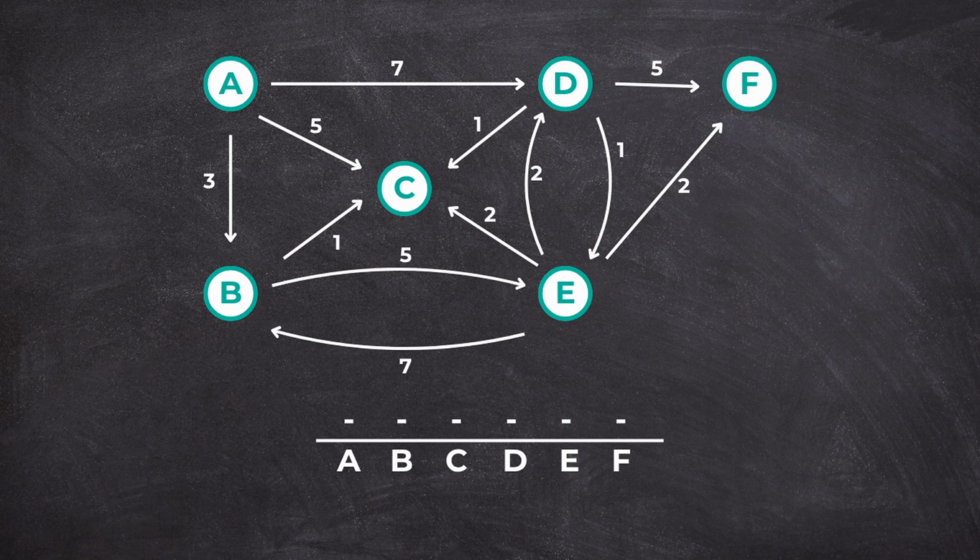We'll keep unvisited nodes in this vivid cyan color. Once a node is visited, we'll mark it as light blue. The first step is to pick our starting node.